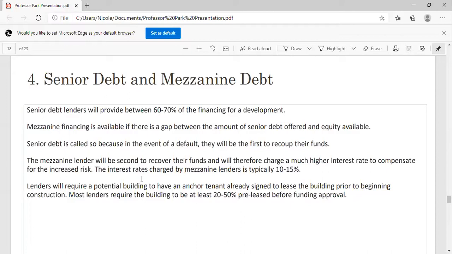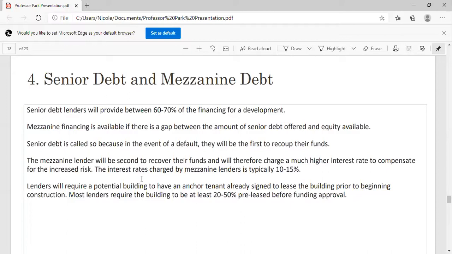So say the development project totally fails, the senior debt will have first priority over any kind of recoup of their money invested. And they'll usually do something between 60 to 70% of financing for development, maybe even less. It depends on how risky it is. And that's why there's something called mezzanine with development properties.